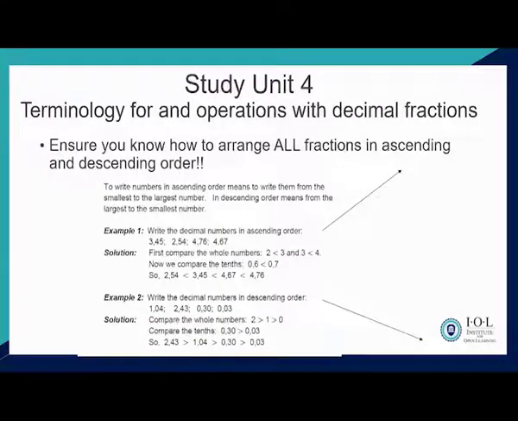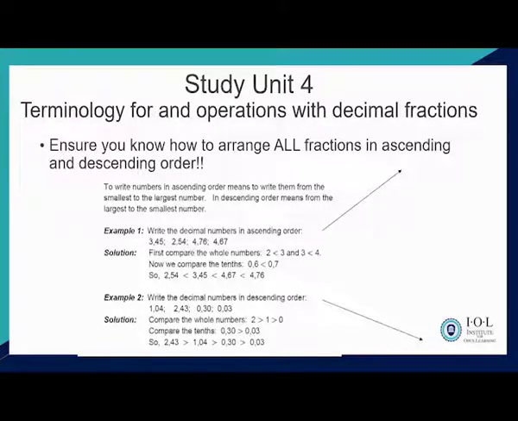Study Unit 4, decimal fractions. Now, it seems that students get confused with ascending. You see the arrow goes up. Descent is if you go down the mountain. Ascent is up the mountain. Descent is down the mountain. Look at example 1. 3,45, 2,54, 4,76, 4,67. Now, let's take the last two. There are two 4s. 476, 467. Which one is the smallest? 467, that's correct. So the first one is 467, then 4,76.